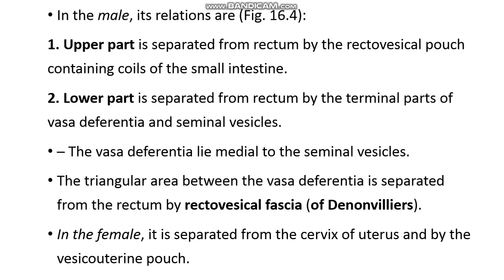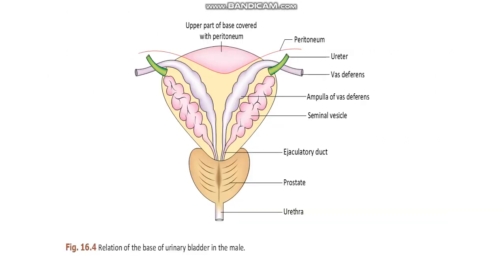So there is a triangular area present in between the vasa deferentia, which is separated from the rectum by the rectovesical fascia, otherwise known as Denonvilliers fascia. In female, what are the relations of the base? It is separated from the cervix of the uterus by the vesicouterine pouch. So these are the relations of the base of the urinary bladder in male.